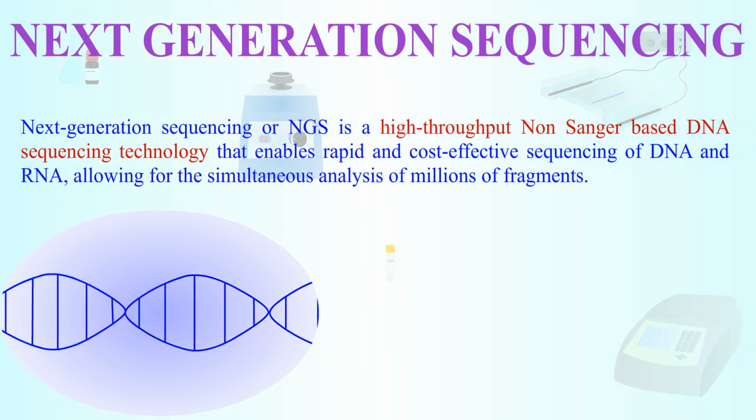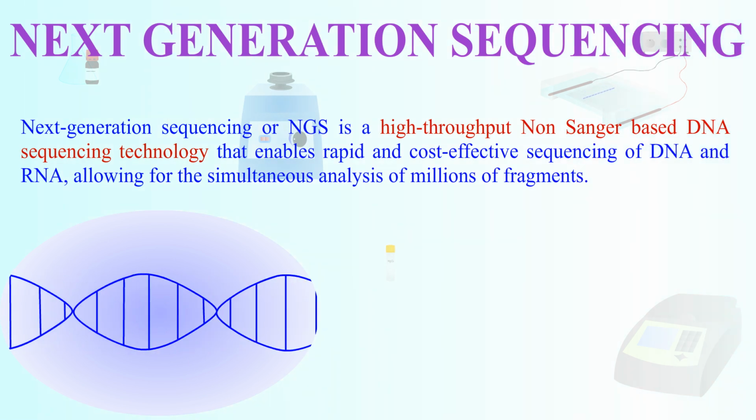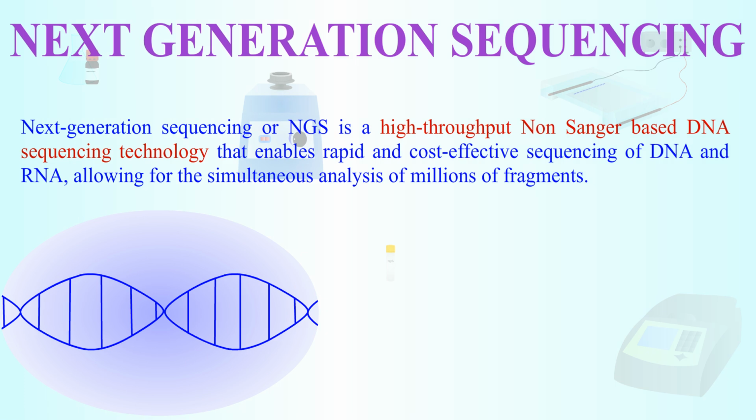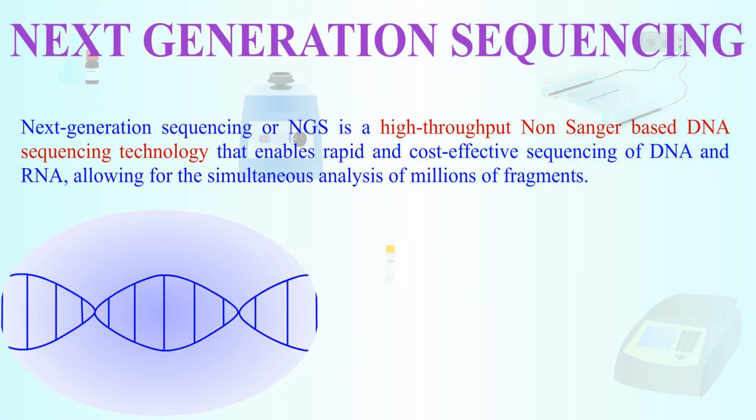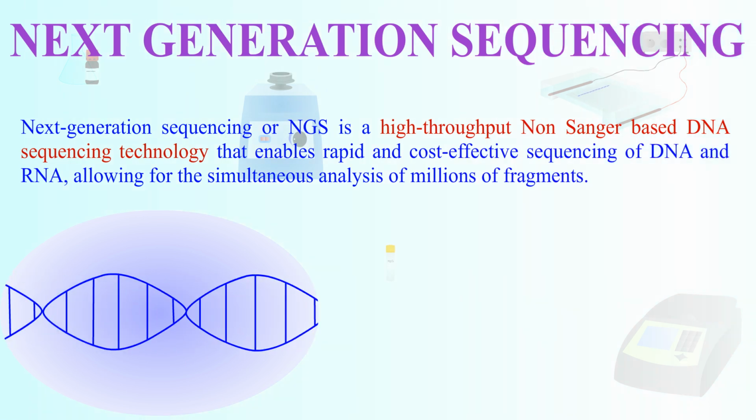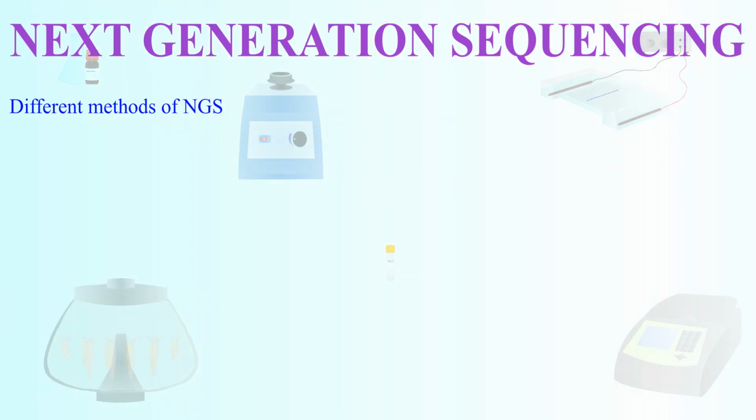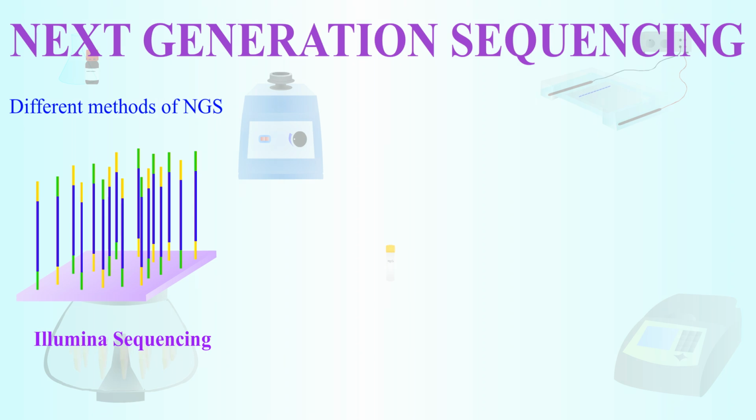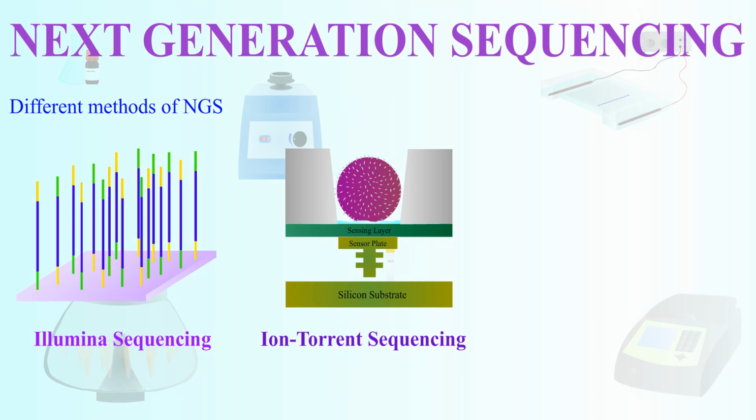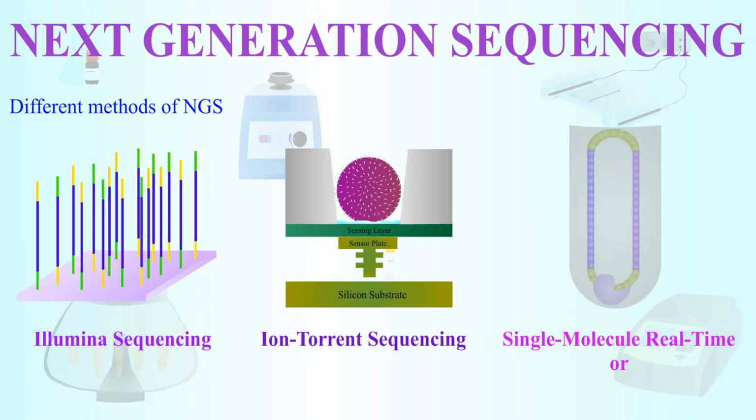Next-generation sequencing, or NGS, is a high-throughput Sanger-based DNA sequencing technology that enables rapid and cost-effective sequencing of DNA and RNA, allowing for the simultaneous analysis of millions of fragments. Different methods involved in NGS sequencing are Illumina sequencing, Ion Torrent sequencing, and single-molecule real-time, or SMRT, sequencing.